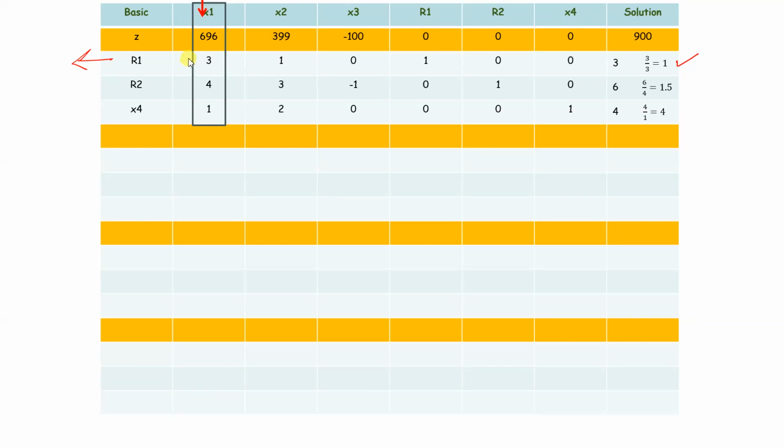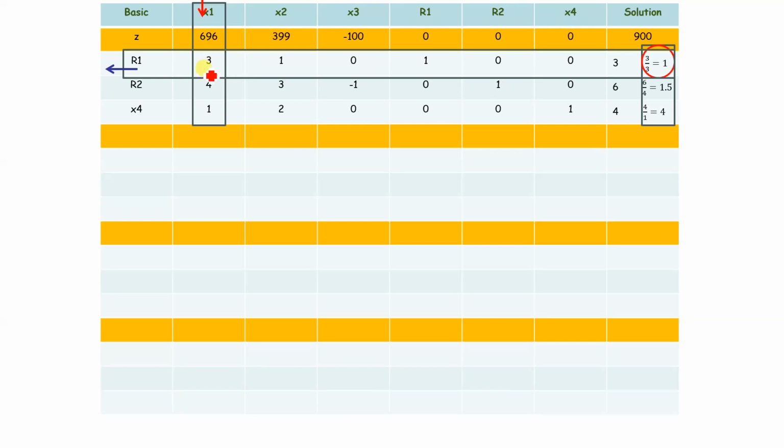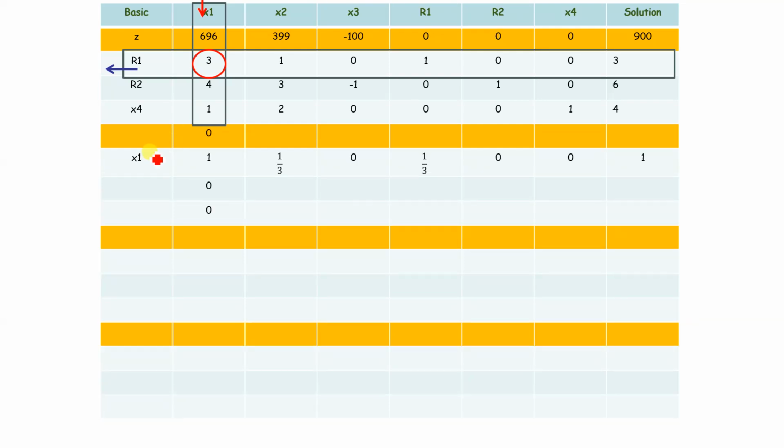So this is our pivot row and this is our pivot column. Let's apply the Gauss-Jordan row operation. We have to have the pivot element as 1, so just divide the pivot row by 3. So we have this new pivot row. x1 has entered as a basic variable and r1 has left.